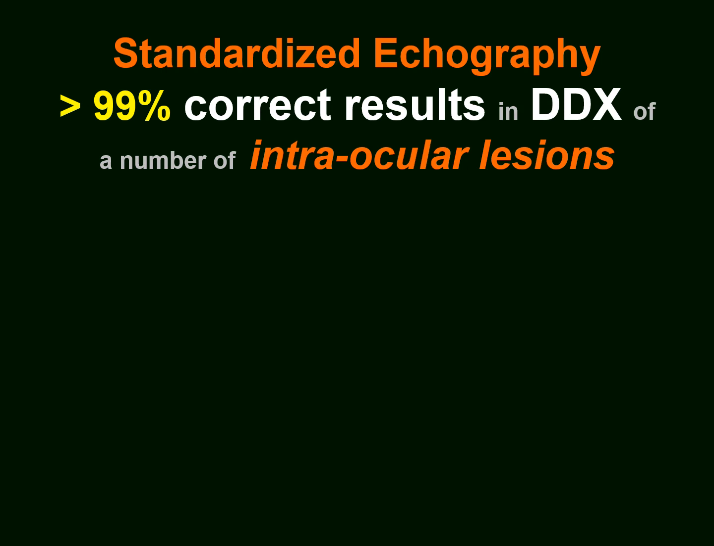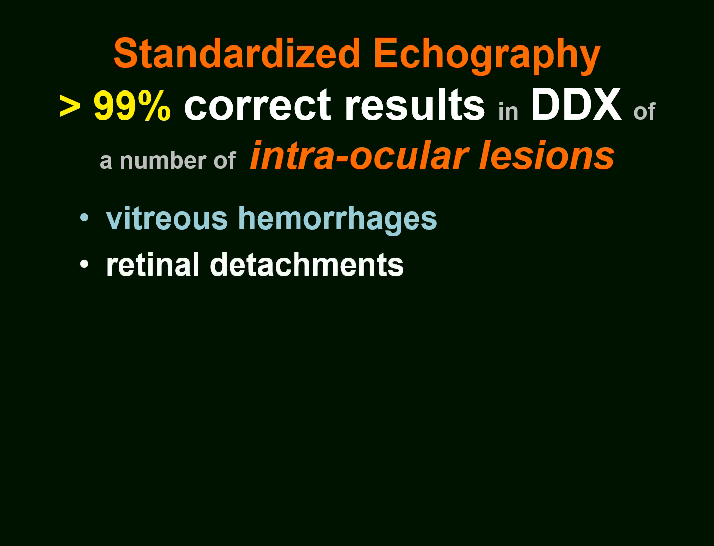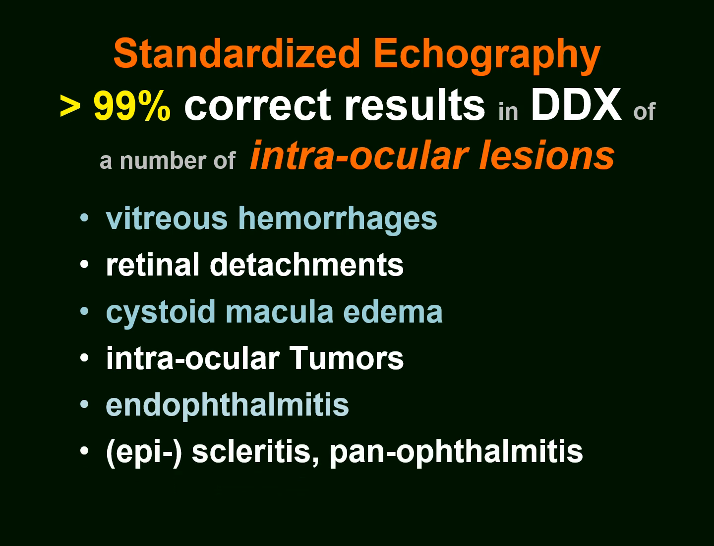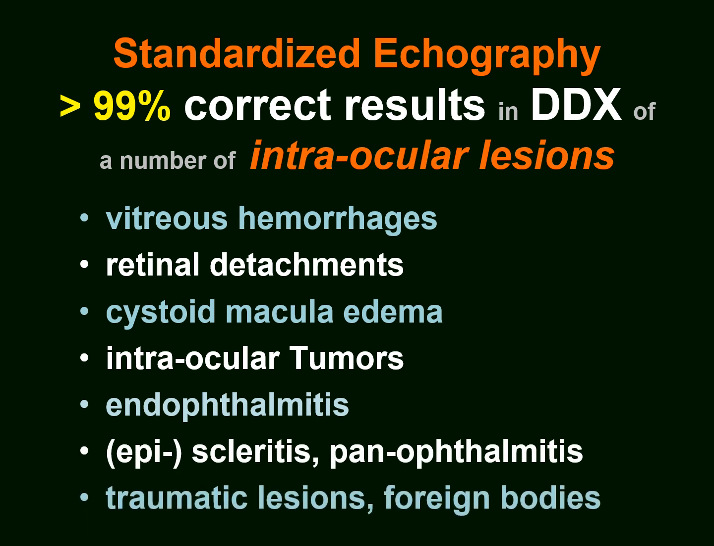More than 99% correct results in the differential diagnosis of intraocular lesions in a number of conditions: vitreous hemorrhages, retinal detachments, cystoid macular edema, intraocular tumors, endophthalmitis, episcleritis, panophthalmitis, traumatic lesions, foreign bodies. More than 99% correct results over several decades of evaluation.